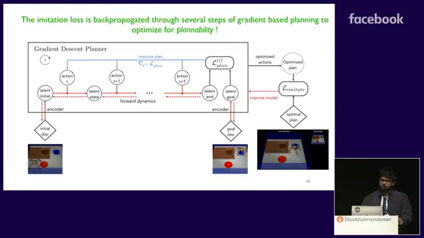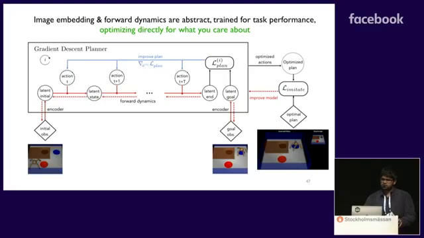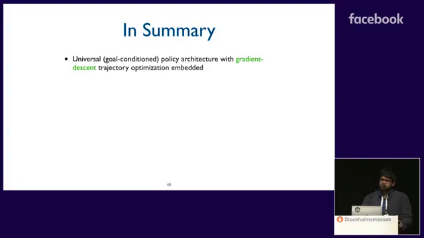So this way, the image embedding and the forward model that we learn are purely trained to optimize for task performance and not for intermediate objectives such as reconstruction errors or forward prediction errors. This is what I meant by optimizing directly for what you care about. So in summary, we proposed the policy architecture with gradient descent trajectory optimization.